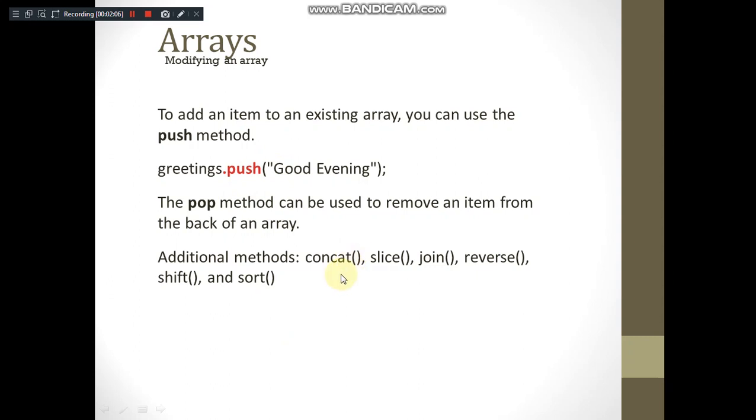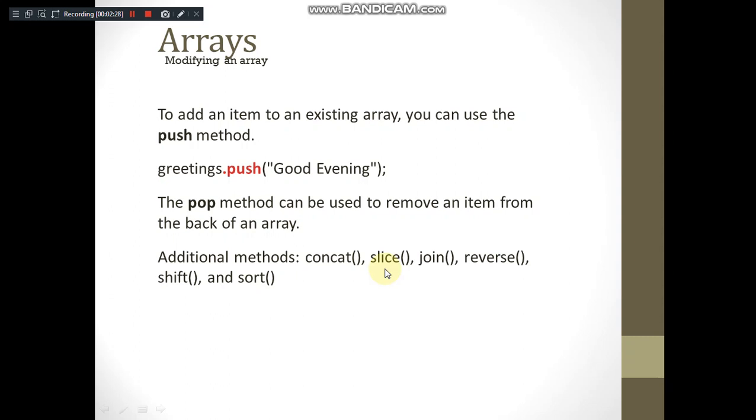And then you also have additional methods available with the array object. Those are concat: you can combine two arrays by using the concat function. You also have slice: you can take a part of the array out and store it into a new array by using the slice function. Join is also there. And the reverse function, which is used to store the values of the array in reverse order.